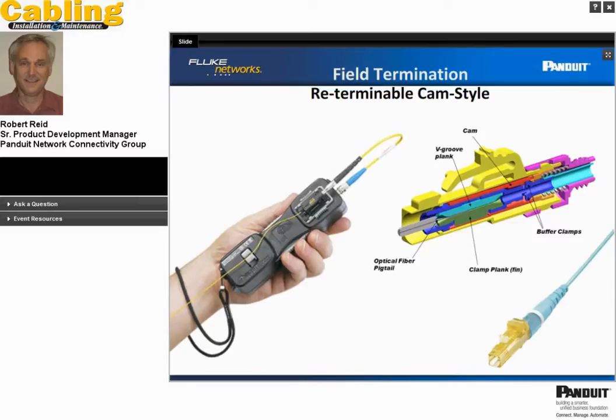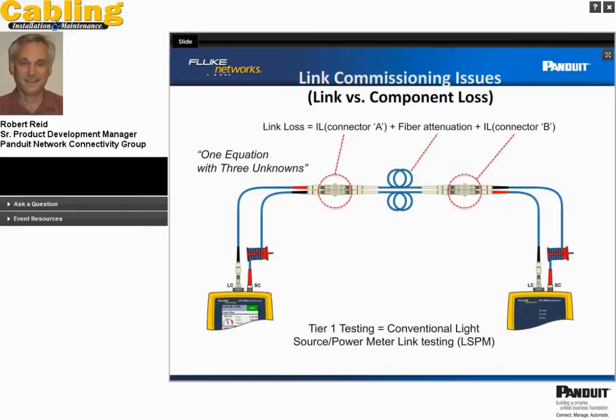What's different about this connector is that it is a two-cam system. I cam on the fiber, and I cam on the buffer, so in one action. So this connector is a reterminable connector. By uncamming the connector, I can release both the fiber and the buffer. So this is interesting, and you'll see further on why this is important, reterminability, because there are link commissioning issues.